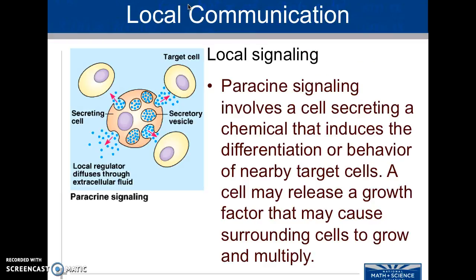So that is the most basic type of cell signaling. These are some of the types that you need to know for the AP biology test. Local signaling: paracrine signaling involves cells secreting chemicals that cause behaviors in other nearby target cells. So let's say the cell releases growth factor, it causes the cells around it to multiply. Local signaling indicates that it is very close by. Literally, the cell just releases the hormone or the chemical into the extracellular fluid around it, and it reaches the cells next door.